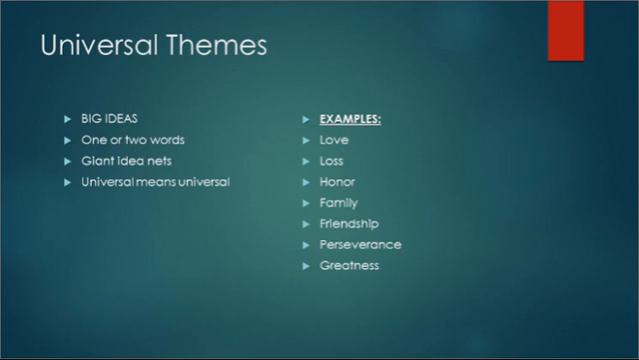You can see some examples over there of universal themes: love, loss, honor, family, friendship, perseverance, greatness. Finding different art forms to talk about the theme of love can be incredibly rewarding in your classroom. Find poetry, find music, find visual art, find a movie clip where we look at this theme being developed, especially with older students. It makes it very clear that themes can stretch across all sorts of different art.